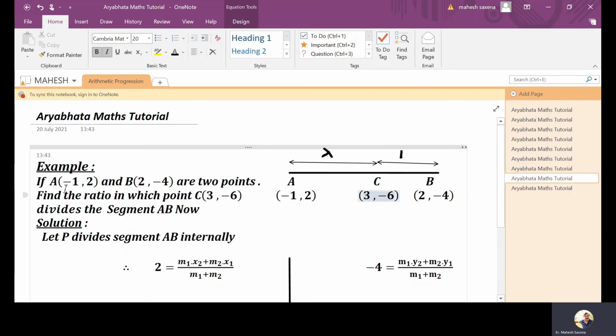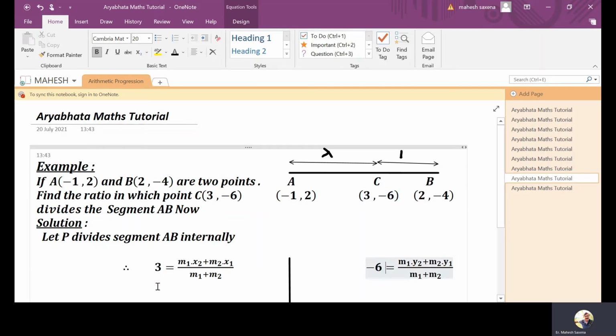Now we take another example. Let A and B be two points whose coordinates are (-1, 2) and (2, -4). Let these be the two points, A and B. Find the ratio in which point C, whose coordinates are (3, -6), divides the line segment AB. In this case, let C divide it in the ratio lambda to 1.